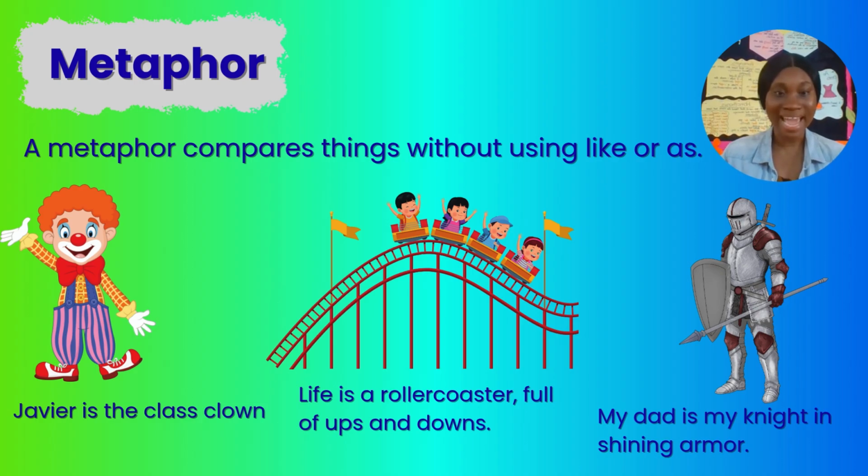So he is my knight in shining armor. So you can see the difference between simile and metaphor. For simile, you always see like and as. Metaphor, there is no like, there is no as. You just simply call one thing to be another.